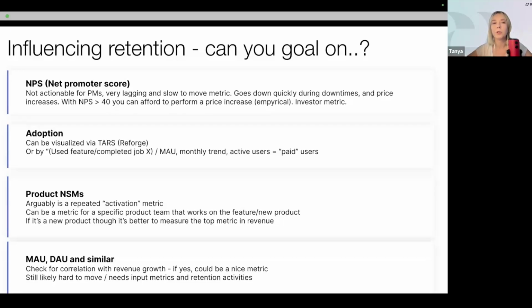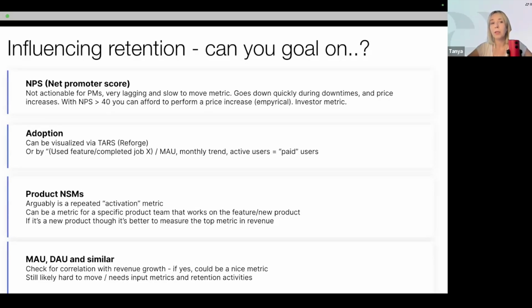So NPS, Net Promoter Score, not my personal favorite metric. I think it's not really actionable for product managers. It's lagging and it's slow to move. Still, it goes down very quickly. For example, if you have downtimes in your product, or some huge bugs, or if you increase prices, NPS would go down in this situation, but to consistently drive it up, it's really hard. Oftentimes, investors look at it because it's the benchmark. If everyone is asking pretty much the same question, we can compare products one to another. But it's still a very old school approach and likely not the best one.